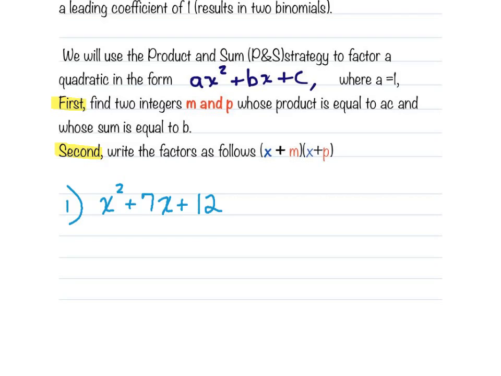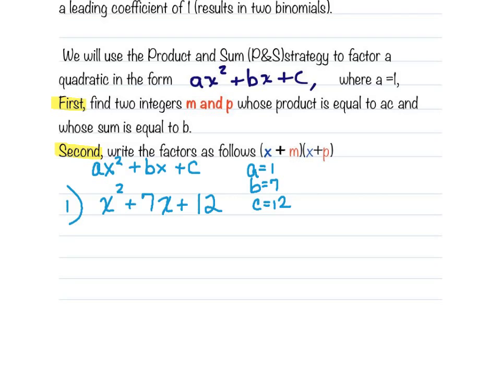Okay, so notice that the standard form of a quadratic equation is ax squared plus bx plus c. So let's first identify a, b, and c. In this problem, a is equal to 1, b is equal to 7, and c is equal to 12. Eventually you won't need to write that, but I just want to make sure that you know how to identify a, b, and c.